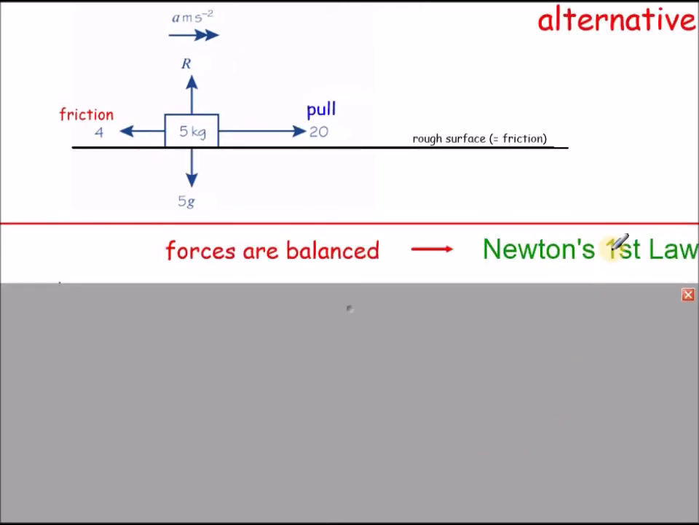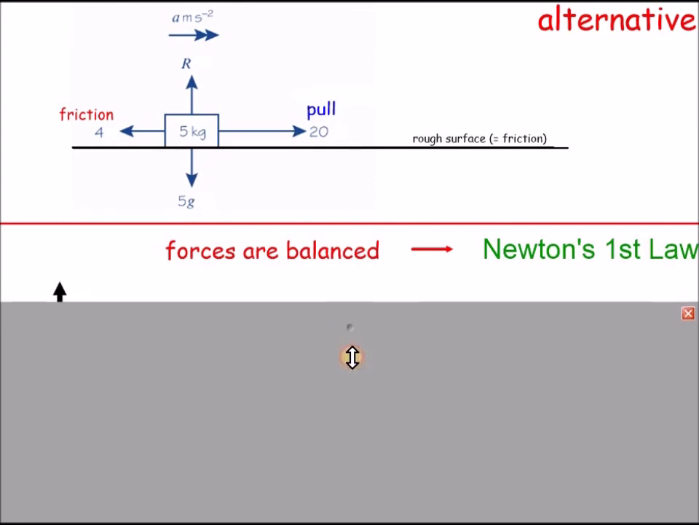The alternative is to use Newton's first law. Now we use the first law where we have balanced forces, where there is no resultant force. And looking at the forces vertically, the forces are balanced, there is no resultant force.